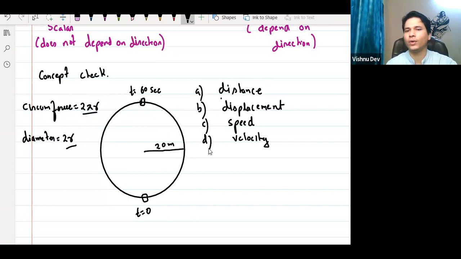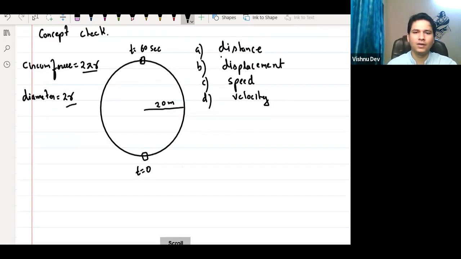Tell me, A, B, C, D, answer. Very good, Aditya. Displacement correct. You don't have to calculate for pi, just keep pi as it is. You can just write pi as it is. So yes, very good, I'm getting answers. So let us see the solution. So A is distance.